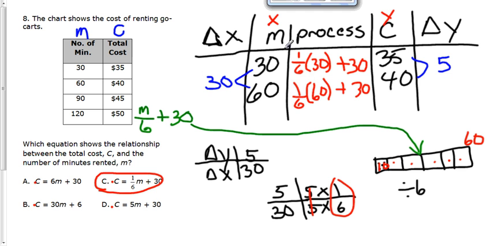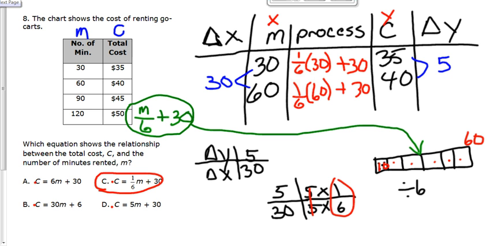Once I knew my coefficient was 1/6, no matter if I understood the fraction or not, it was the only answer that had 1/6. Now, remember, if 1/6 is not there, like on the test, it might not be there. It might be written as m divided by 6. So that's why I wanted to take the time to make sure you understood it.